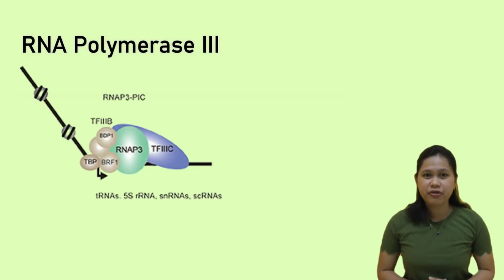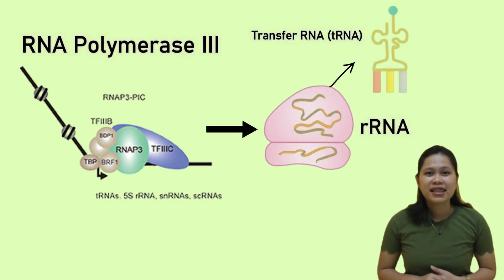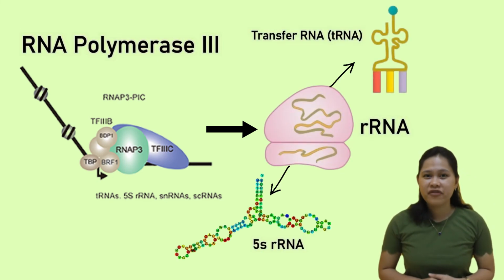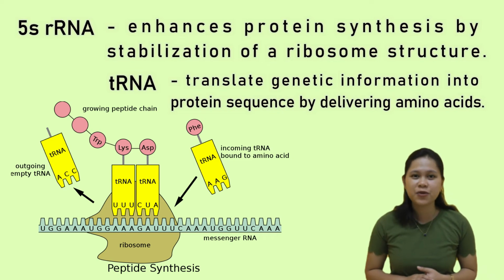RNA polymerase 3 transcribes rRNA genes into small RNAs like transfer RNA and 5S rRNA. These smaller RNA transcripts play a role in normal cell function throughout the nucleus and cytoplasm.